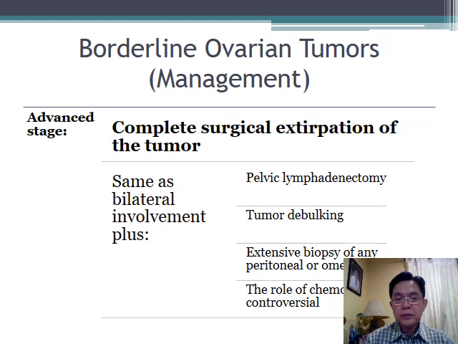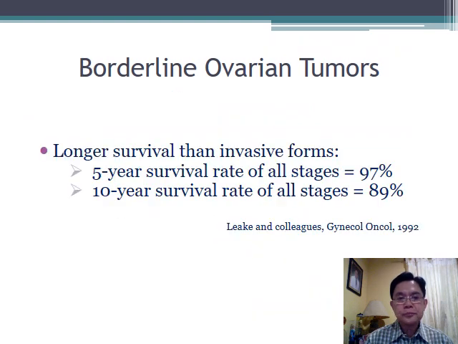The role of chemotherapy in borderline ovarian tumor is still considered controversial. Borderline ovarian tumors also have higher survival rates compared to your frankly invasive ovarian carcinomas. The 5-year survival rate of all stages of borderline ovarian tumors is about 97%, and the 10-year survival rate of all stages is 89%. This is way above the survival rate of invasive or frankly malignant ovarian tumors.